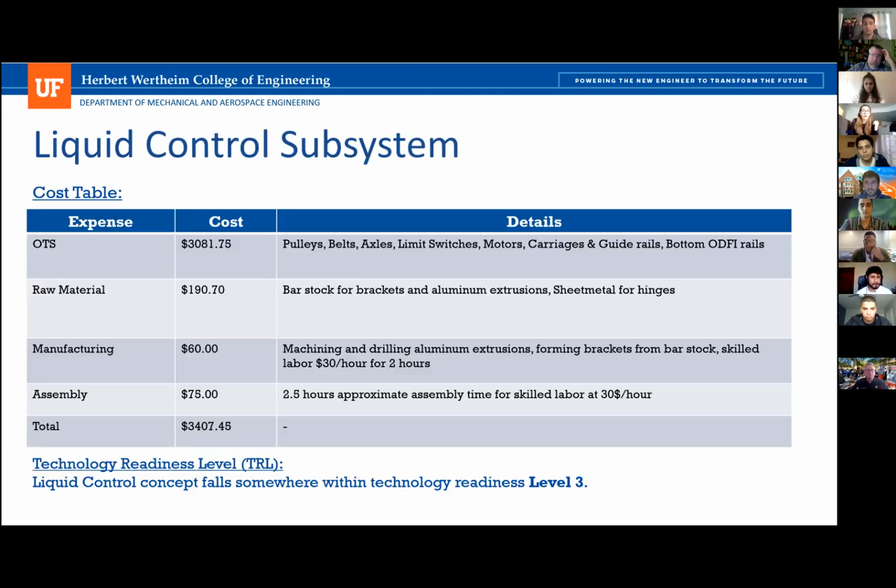Our technology readiness level falls somewhere within technology readiness level 3, because we are verified on paper, but not in a laboratory setting. So that's where we're standing with this one.